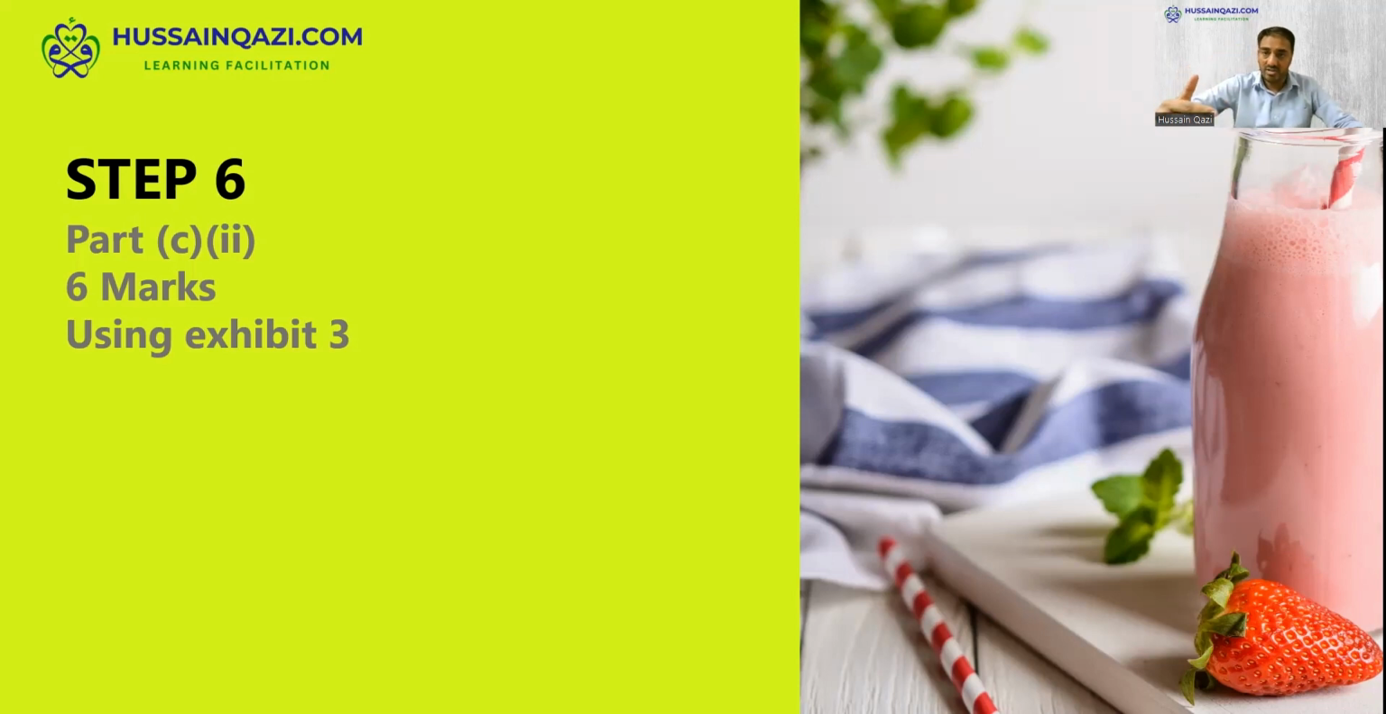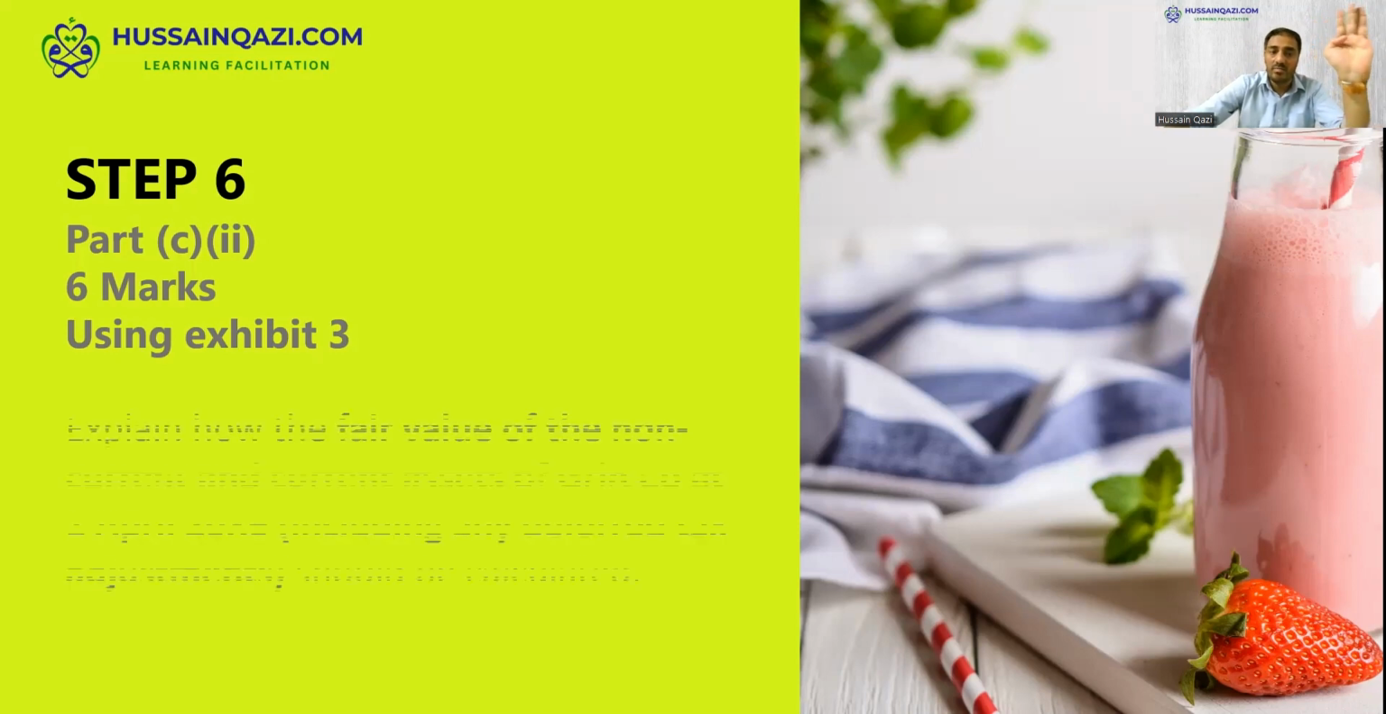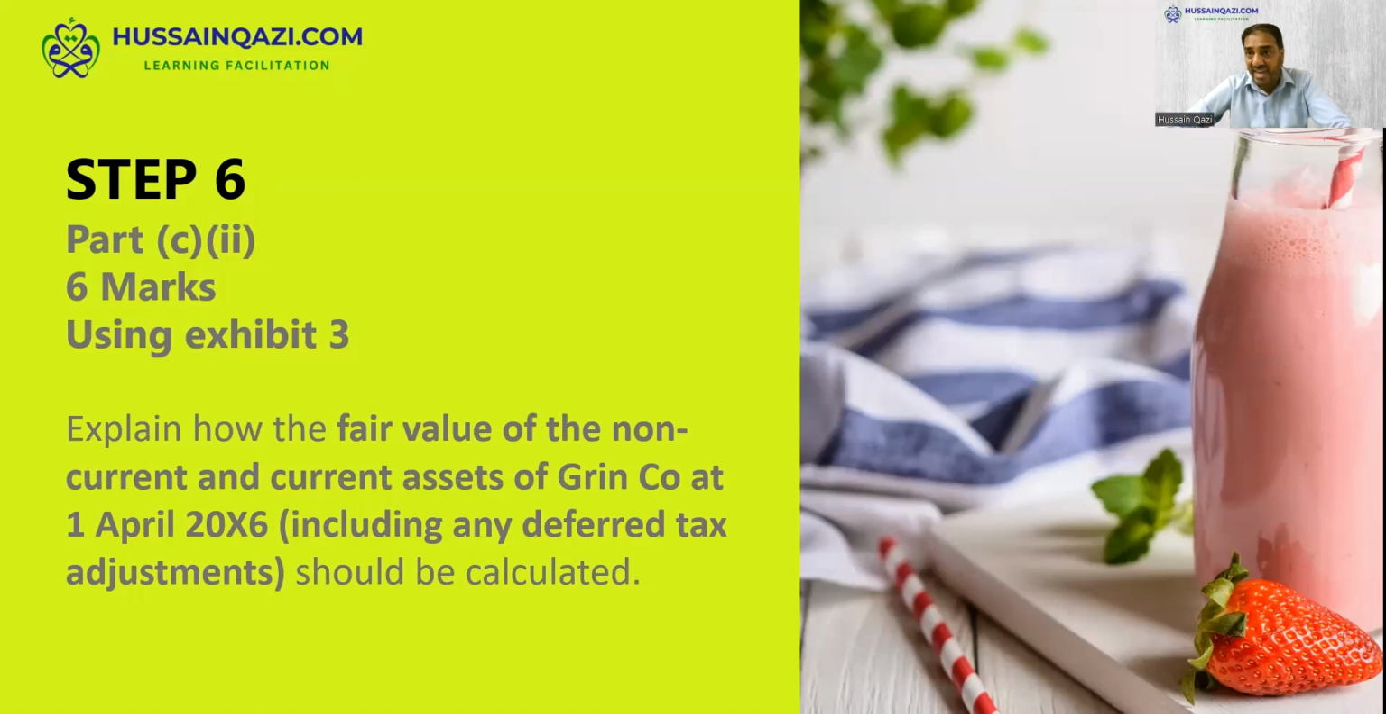Motivation, self-confidence, and your courage definitely create a positive result. And avoid all negativity. Be positive. Let's start. Step number 6, part C2, 6 marks. Focus on exhibit 3, number 1, requirement: explain how the fair value of non-current and current assets of GRIN at 1st April X6, including any deferred tax adjustment, should be calculated.